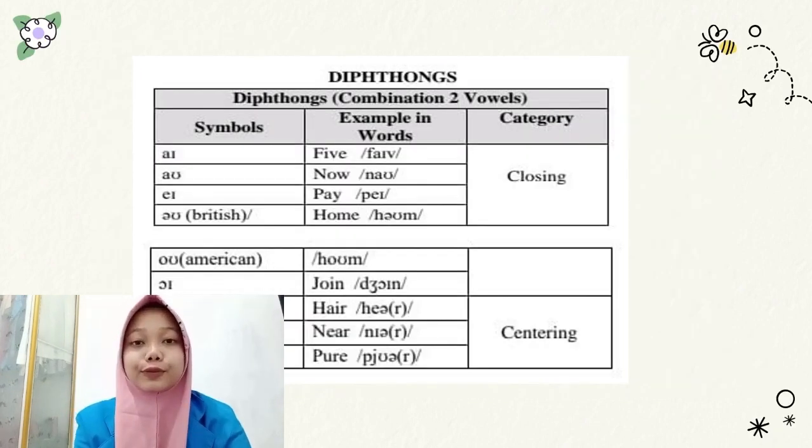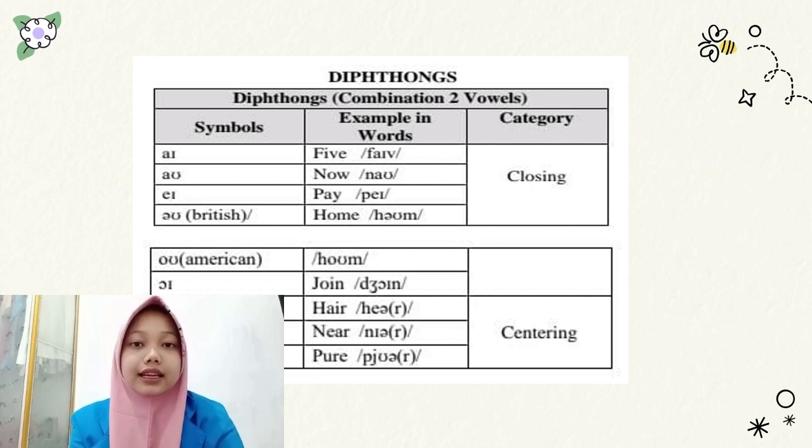And the last material is diphthongs. Diphthong is the combination of two vowels. And in the diphthongs have two types of diphthongs. For the first is closing diphthongs. In the closing diphthongs, there are 6 symbols of closing diphthongs.